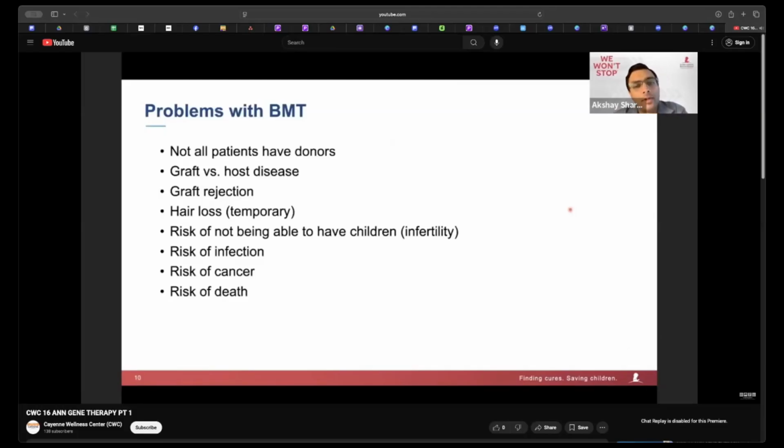But even if you have a donor available, there are some immune problems associated with bone marrow transplantation. The two main being graft versus host disease and graft rejection. Whenever we put cells from one person into another person, there is a chance that the recipient may reject those cells, which causes graft rejection, or the cells go into the patient and start attacking the patient, something called graft versus host disease. And both of these problems can be life-threatening if they're not controlled properly.